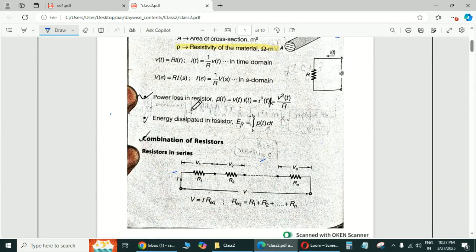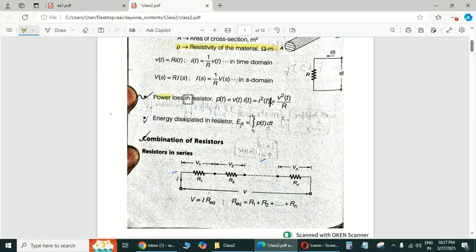And this is power loss. How to calculate power loss in a resistor? P equals V square divided by R. How does this equation come? Let's assume there is a resistance of R ohm. Voltage across the resistor is V volt, and current flowing through the resistor is I ampere. Then power will be voltage times current. What is the unit of power loss? It is watt.